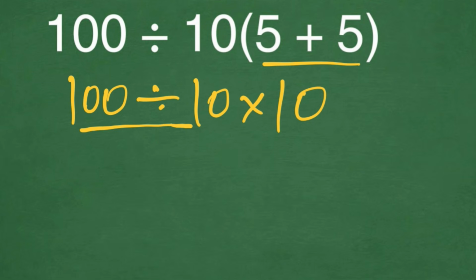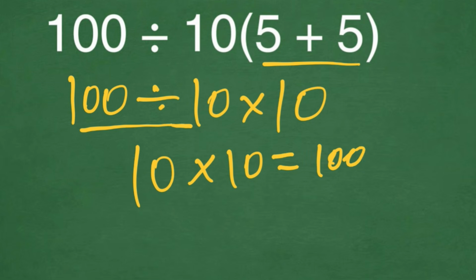So 100 divided by 10 gives us 10, and 10 times 10 is equal to 100. So the correct answer to this question is 100.